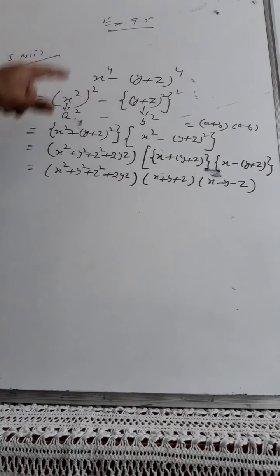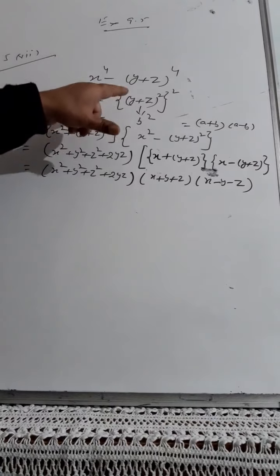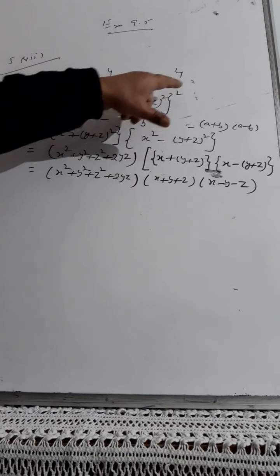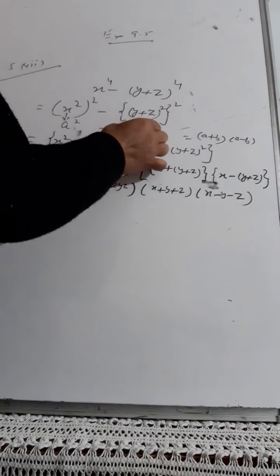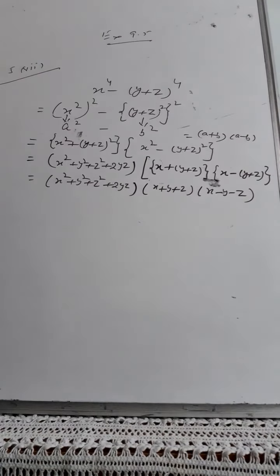So x raised to the power 4 is the whole square of x square, and (y plus z) raised to the power 4 is the whole square of (y plus z) square. Now this is a square and this is b square, with a minus in between. So what is a? a is x square. So a square. What is b? b is (y plus z) whole square, and then whole square. So that is b square. A square minus b square, you know, is (a plus b) into (a minus b).